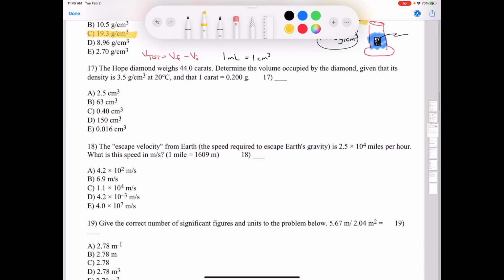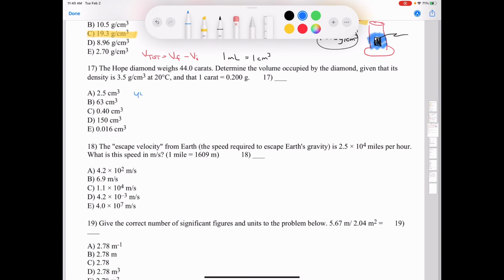It says the Hope diamond weighs 44 carats. Determine the volume occupied by the diamond, given that its density is 3.5 grams per centimeter cubed at 20 degrees Celsius, and it tells us that 1 carat is equal to 0.200 grams. All right, well, let's try to solve this one using dimensional analysis.